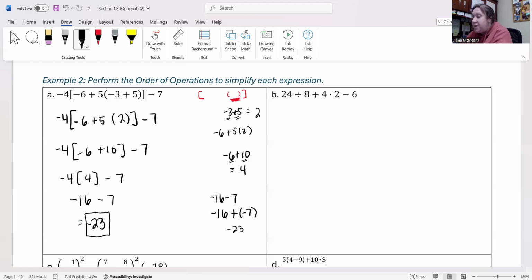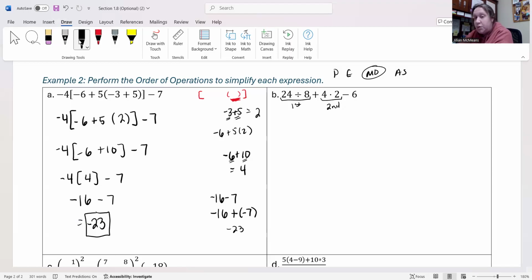All right, part B, we have 24 divided by 8 plus 4 times 2 minus 6. So looking at the order of operations, remember PEMDAS. We don't have any parentheses or other grouping symbols, so we don't have to do step 1. We don't have any exponents. We don't have to do step 2. We do have multiplication and division, and the deal with multiplication and division is you do whatever shows up first from left to right. So I notice here I've got division and then I have multiplication. Because division shows up first, I'm going to do it first and then I'm going to do the multiplication second.